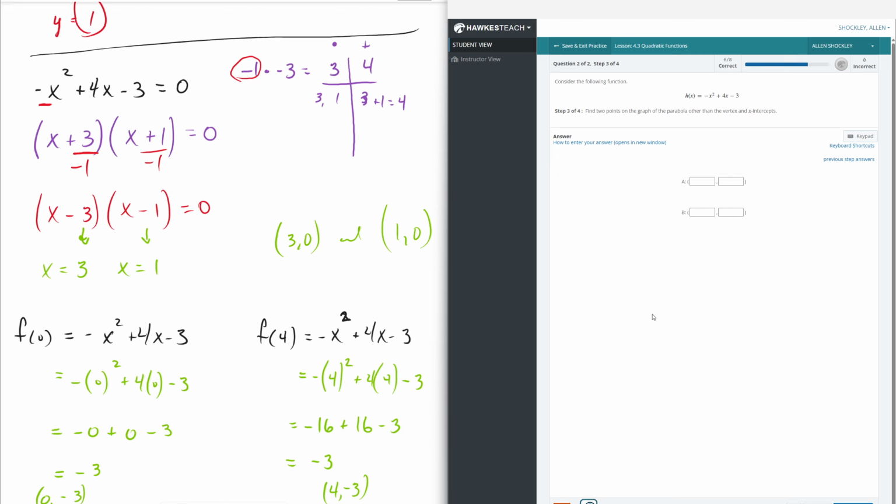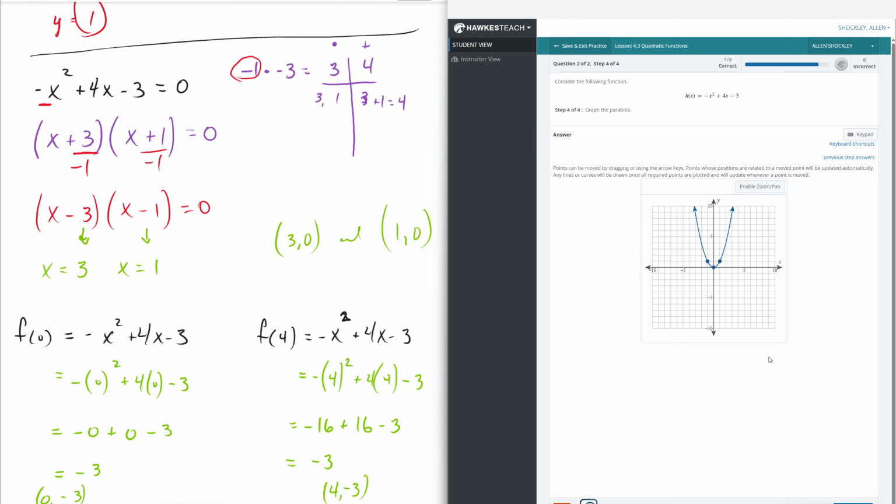So we have a first one at 0, negative 3, and 4, negative 3. And then let's graph.